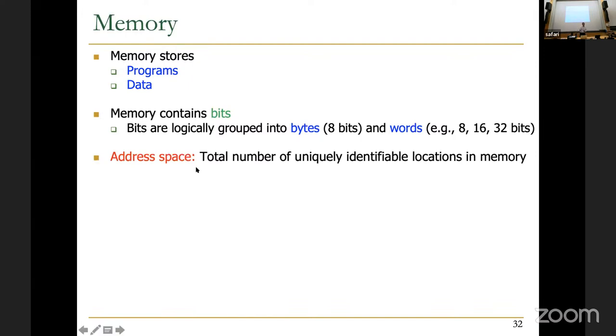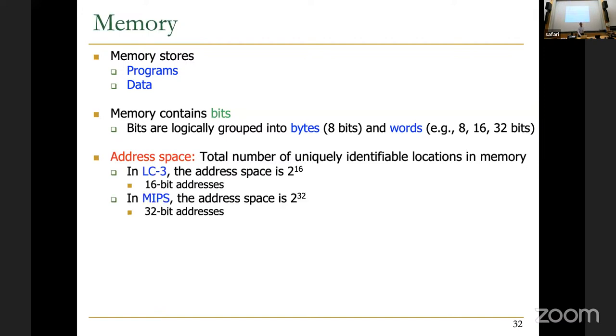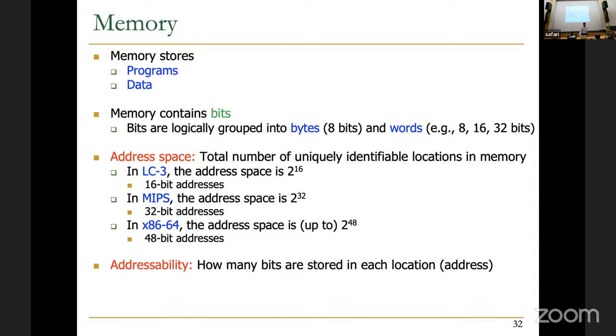From the programmer's perspective, there's an address space. This is the total number of uniquely identifiable locations in memory. For example, in LC3, we will see that the address space is 2 to the 16. There are 16-bit addresses, so there are 2 to the 16 possible locations. In MIPS, the address space is 2 to the 32. There are 2 to the 32 possible locations. X86-64, today we're at 48-bit addresses. This may increase. Over time, instruction set architectures also evolve, and these may increase.